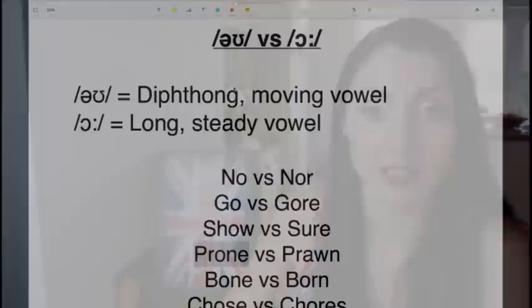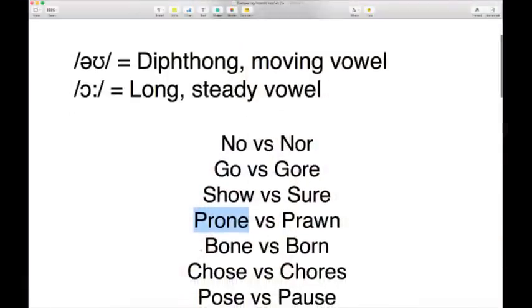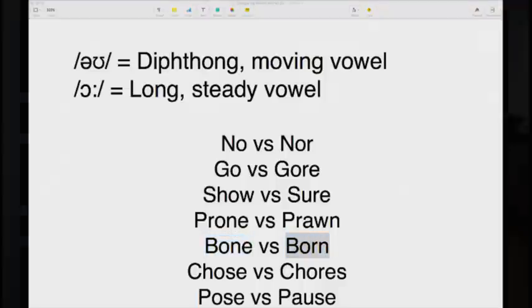So the next words are bone, bone and born. Bone, hopefully you won't break your bones, and born, like a baby is born. Bone, born. Let's have a look at that. Bone, bone, born. Bone, like the bones in your body. Born, to come into the world. Bone and born. Bone and born.